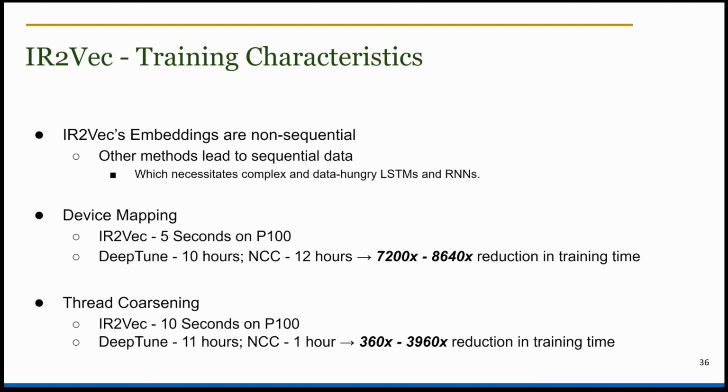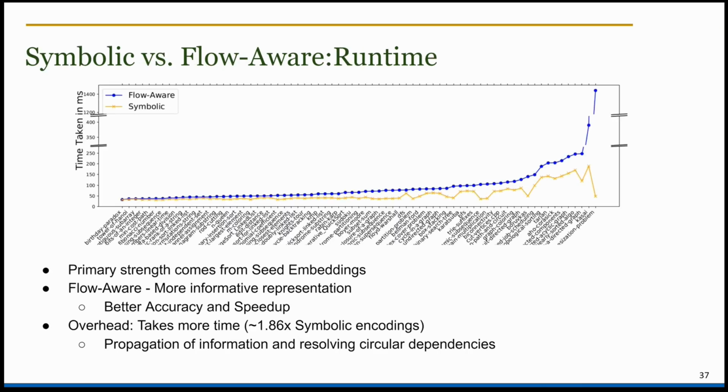In the case of the device mapping application, the gradient boosting model took just 5 seconds to fit the data, whereas the training times were a lot more in the case of earlier works, specifically DeepTune and MCC. These representations and the application result in a greater reduction in training time, not just on device mapping, but also in thread coarsening. Even in thread coarsening, we see a similar improvement.